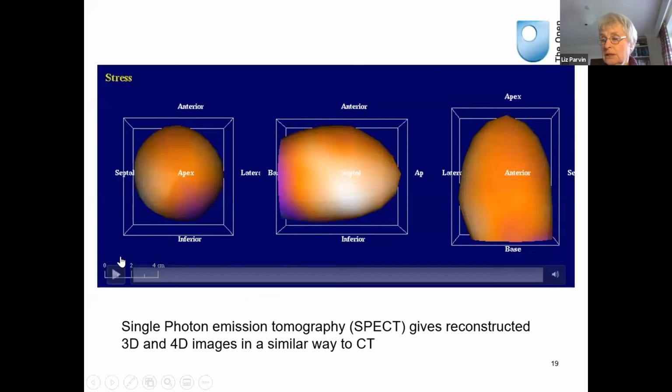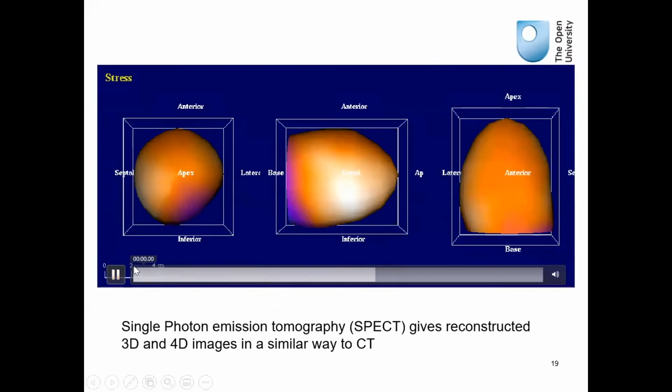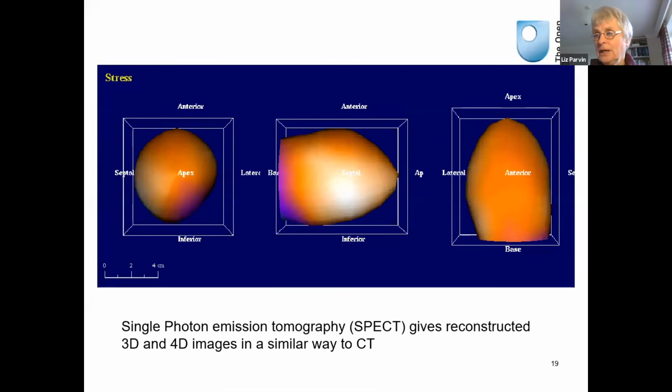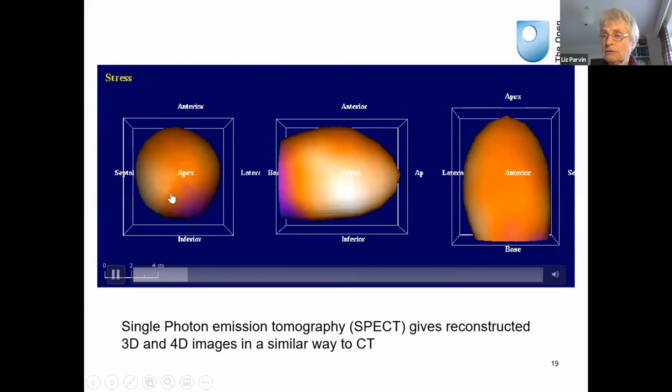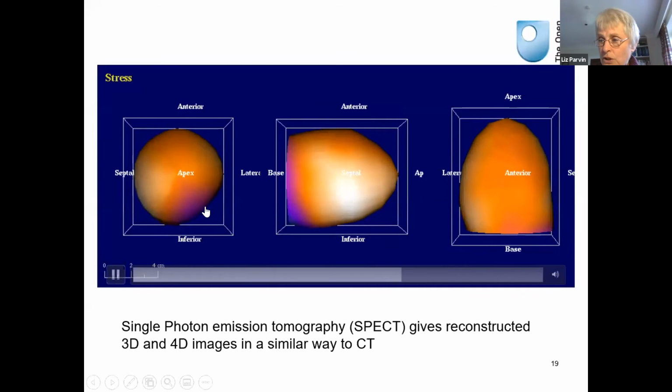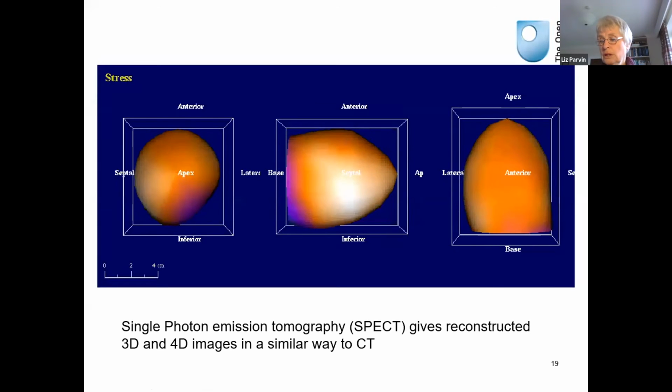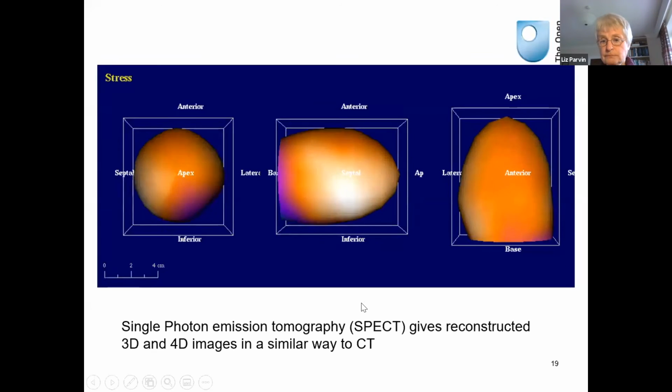I've even got, if I can get it to work, yes, I think I can. This is a 3D version, actually gated so that you can see the beating heart. It's the same idea as CT in terms of reconstructing the image. And what we have here is the heart seen from the bottom. You can see here there's a region where there is not as much blood flow as there ought to be. And that is a very good indicator because a cardiologist will be able to say, I know which artery that is that's partially blocked, and we can do something about it. So it's a very important way of doing that imaging.